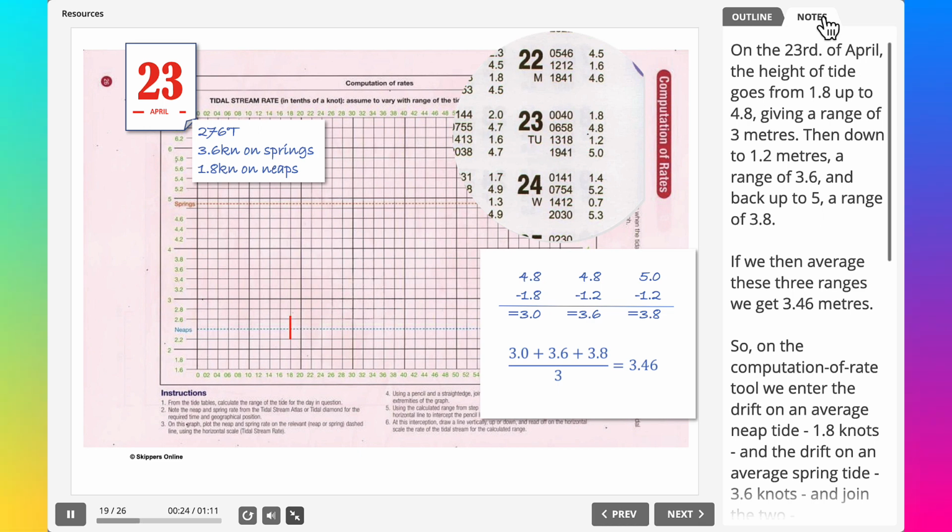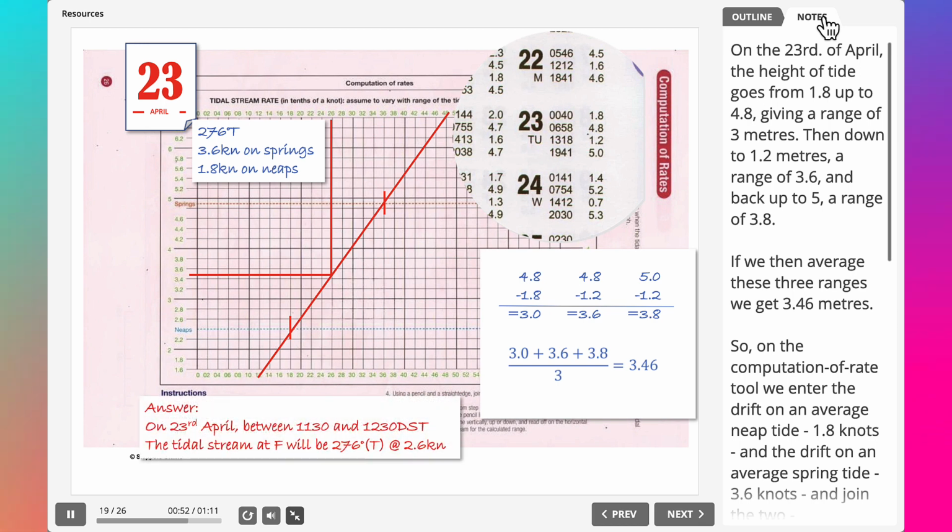So, on the computation of rate tool, we enter the drift on an average neap tide, 1.8 knots, and the drift on an average spring tide, 3.6 knots, and join the two, extrapolating out to the top and bottom scales. Then enter from the left at our average of 3.46 until we meet the diagonal line, then up or down to find the actual drift, which is 2.6 knots.